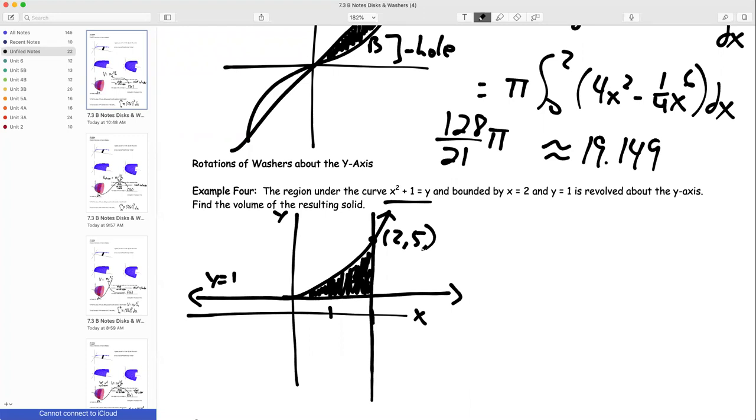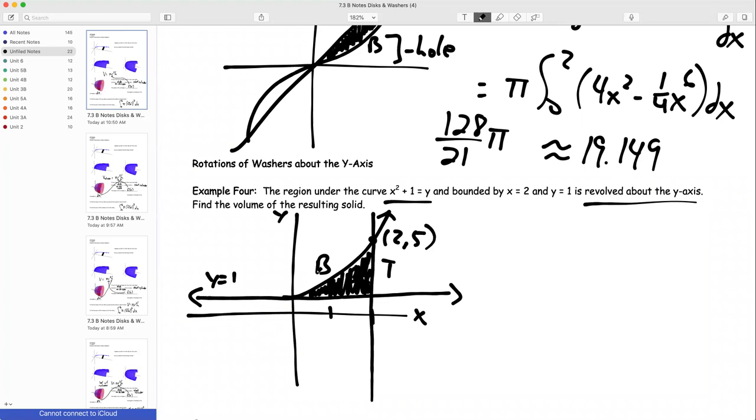Okay, now it is revolved about the y-axis. So if that's the case, let me label it. This will be the top. This will be the bottom, right to left. Also, I know that it's a washer because there's a big gap there between the bottom equation and the axis of rotation, which is the y-axis.